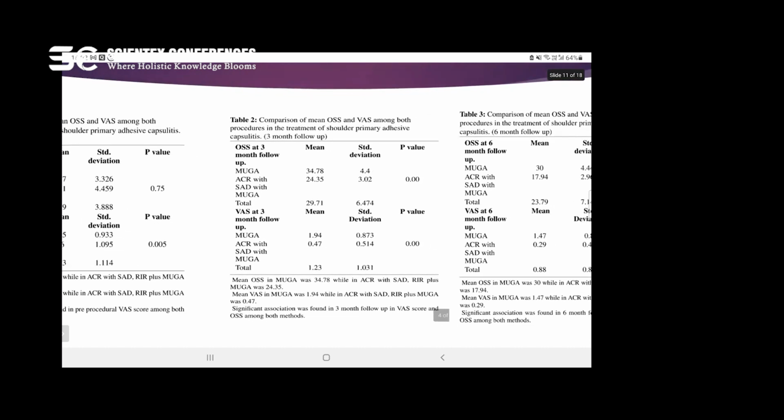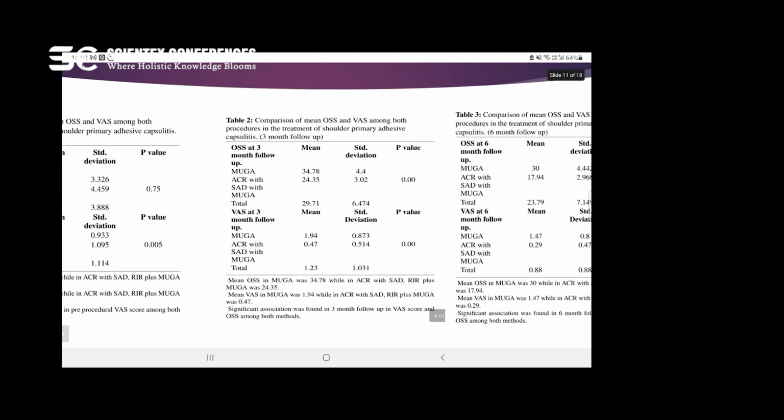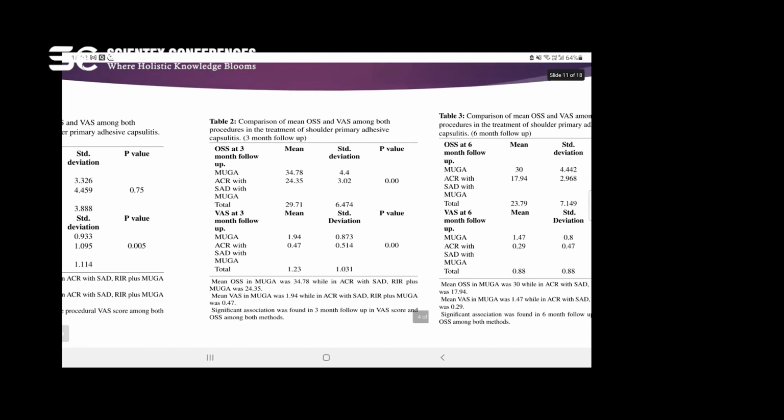Whereas Table 2 shows the Oxford shoulder score and visual analog scale for these patients post-operatively, at 3 months follow-up after the treatment. What we observed is that at 3 months follow-up, the mean Oxford shoulder score for only MUGA is 34, whereas for arthroscopic capsular release with subacromial decompression it is 24.35.